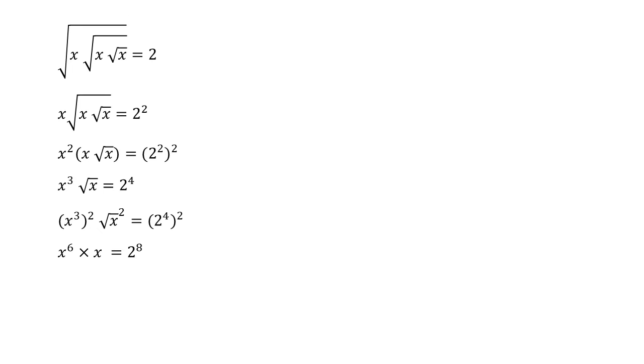But on the left, x to the 6 times x. If you remember, x is just x to the power of 1. So we're going to add those indices together. That gives us x to the power of 7 is equal to 2 to the power of 8.